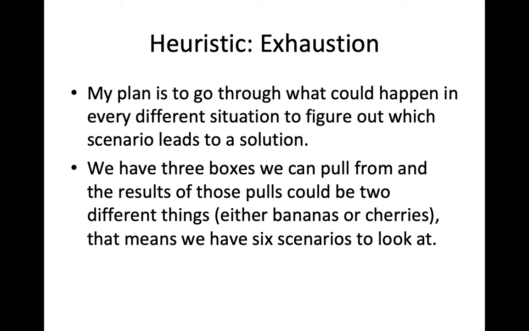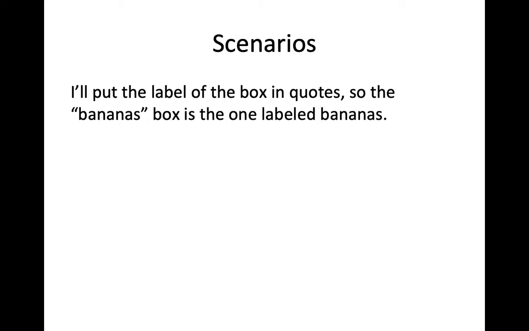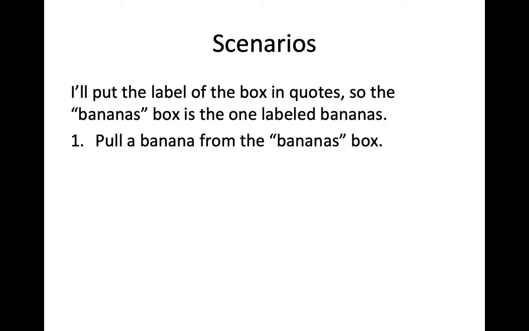This is a heuristic I'll use when there's only a finite number of choices and we can just go through each one of them. So here we have 3 different boxes, and if we pull a fruit out of any box, we have the possibility of getting 2 different fruit, a banana or a cherry. 3 times 2 is 6. That means we've got 6 different scenarios to look at, 6 different things to work through. So I'm going to put the label of the box in quotes. So the quote bananas box is the one labeled bananas.